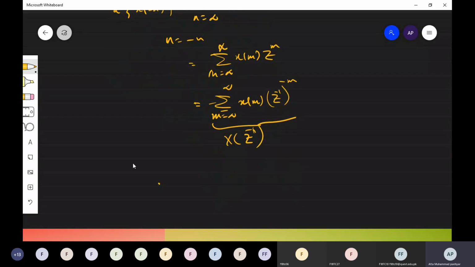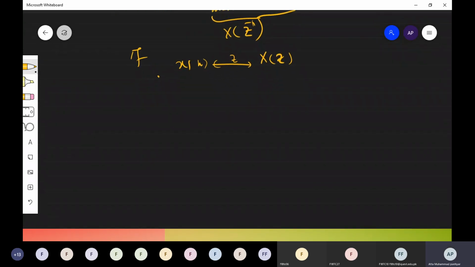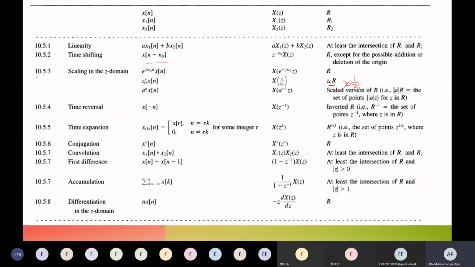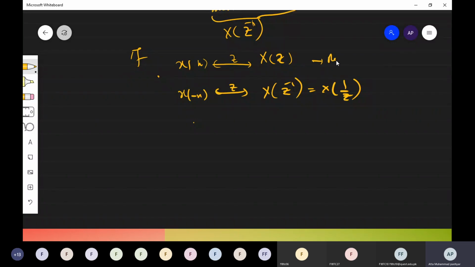We can say that if x of n has z transform x of z, then x of minus n has z transform x of z inverse, or x of 1 over z. So what do you think would happen to our ROC? The ROC must be inverted. So if the ROC of this signal is R, then the ROC of this signal must be 1 by R.